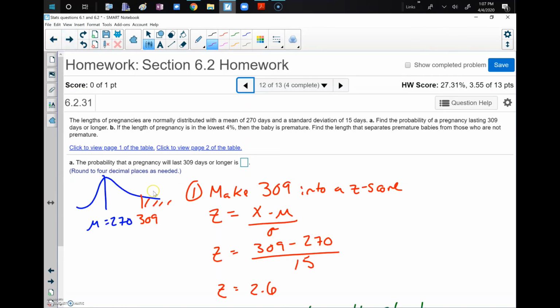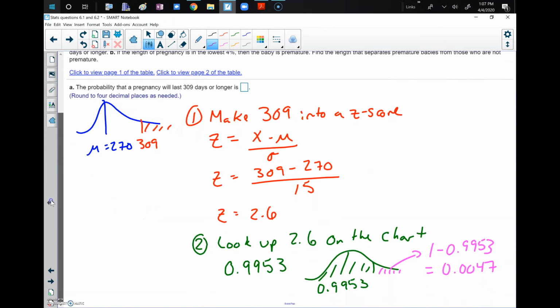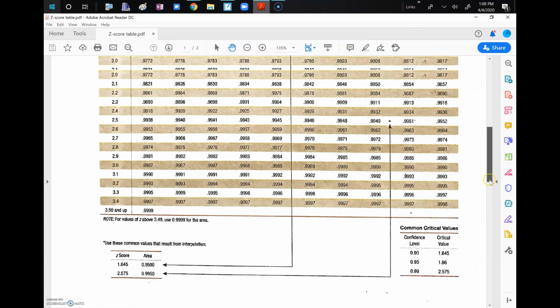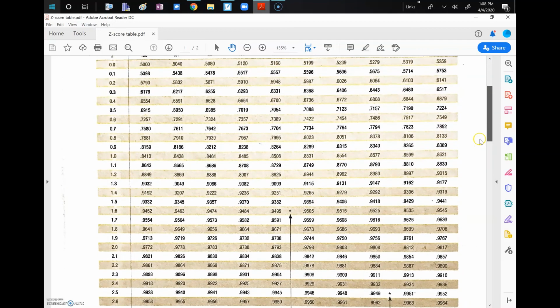So let's first draw ourselves a picture. So we know the mean's 270. Our exceptionally long pregnancy is 309 days. So we're looking at the area to the right, values where the pregnancy is going to be a longer length than 309 days. So step one, we need to change that 309 into a z-score. When we put it into our z-score formula, we get that the z-score is 2.6. And then we need to look up that 2.6 on the chart. So on my chart, I'm going to be looking at the positive side. So here's our positive side. So I'm looking at 2.6.